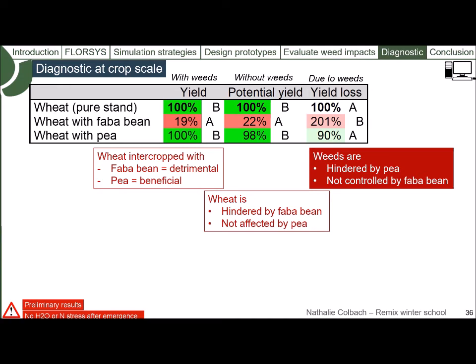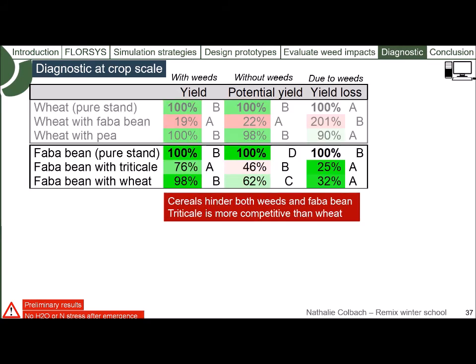Here we have the same kind of data for pea either in a pure stand or intercropped with wheat or barley. The conclusion is that cereals hinder the growth of both pea and wheat, but the reduction in pea growth is much, much more important than the reduction in wheat growth. And finally, we looked at barley either in a pure stand or intercropped with pea, and here pea has nearly no effect on either barley growth or wheat growth.